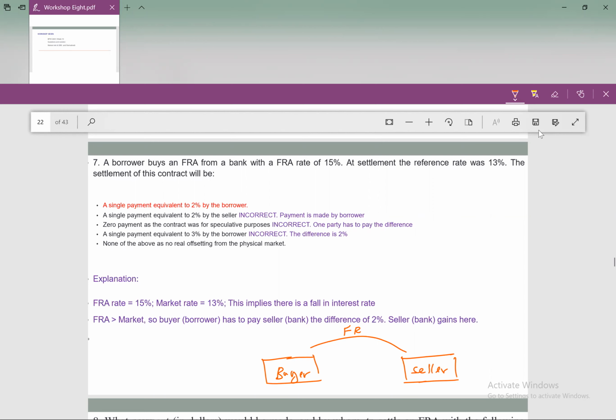This guy will give the FRA rate all the time to the seller, and this will give always the market rate, whatever it is. This is in settlement. So a borrower buys an FRA from a bank with a rate of 15%. At settlement, the reference rate was 13%. So this guy will bring 13%. End of the day, the settlement of this contract is how much? 2%, from buyer to seller.